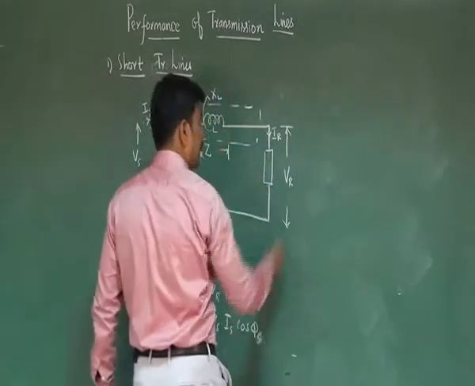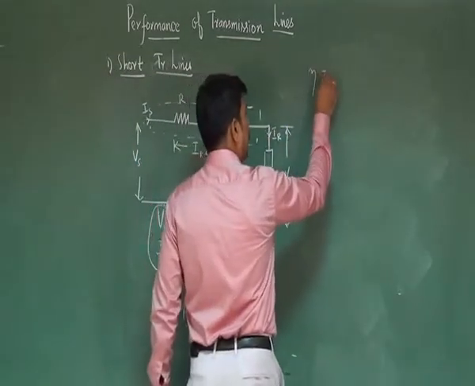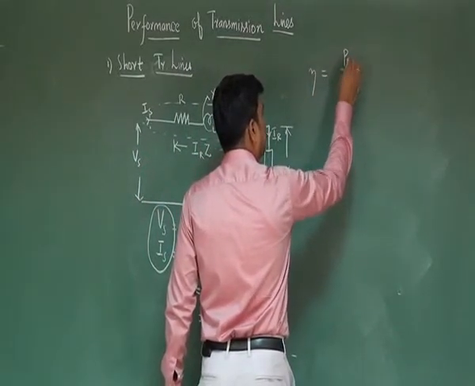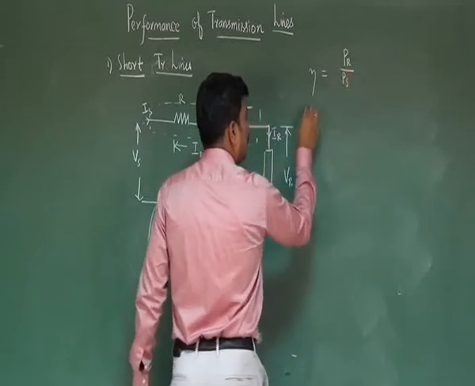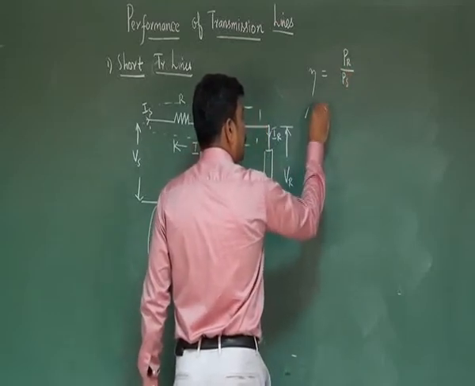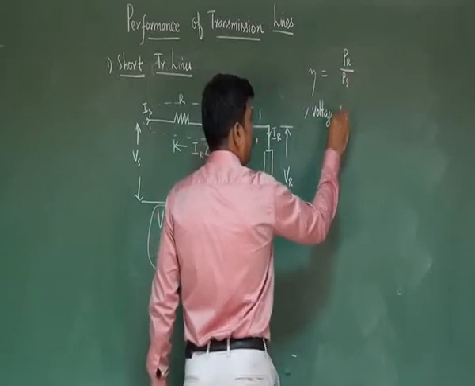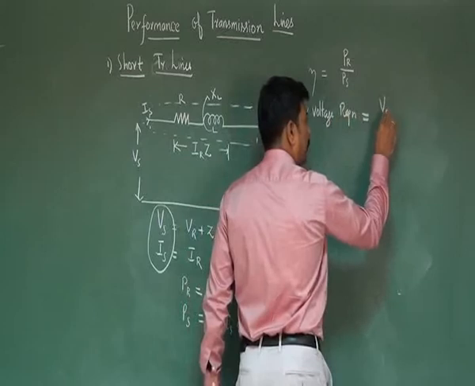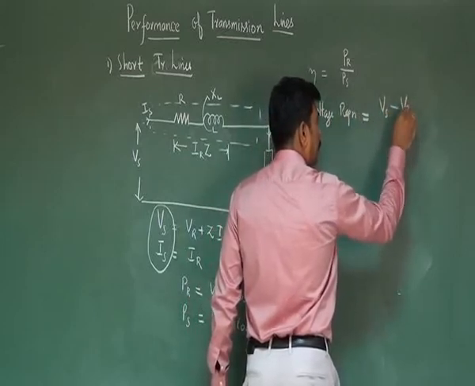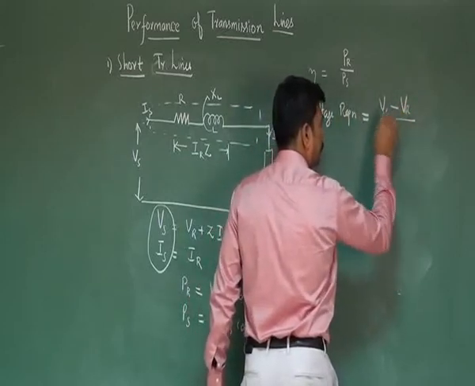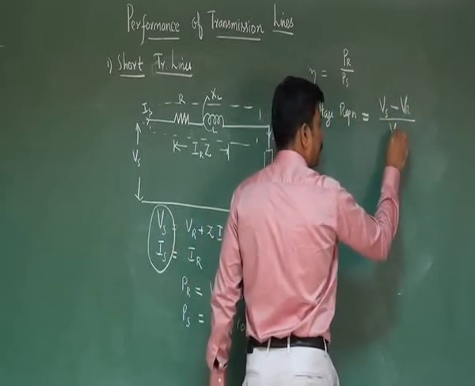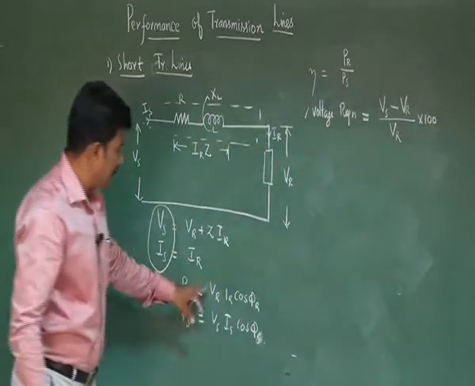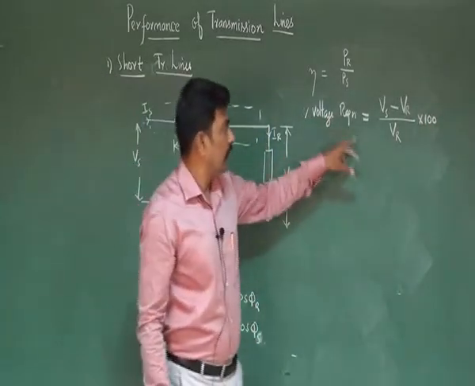Now, after knowing these values, efficiency can easily be determined, that is receiving end power divided by sending end power, and percentage voltage regulation can be determined from voltage drop. As we know the value of Vs, and already we got the value of Vr also, so (Vs minus Vr) divided by Vr into 100. So from these two expressions we got all the values.